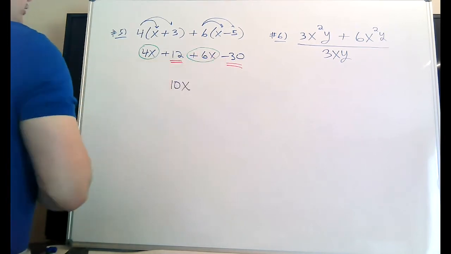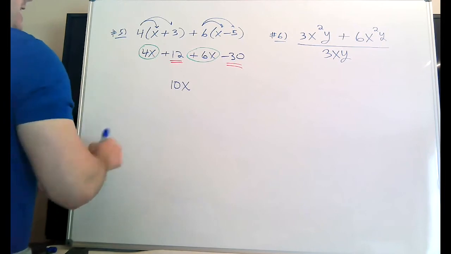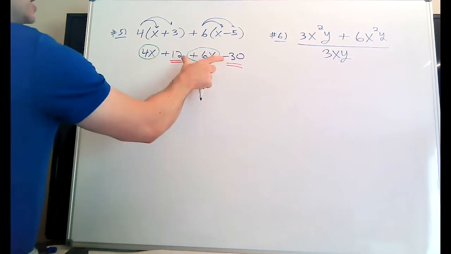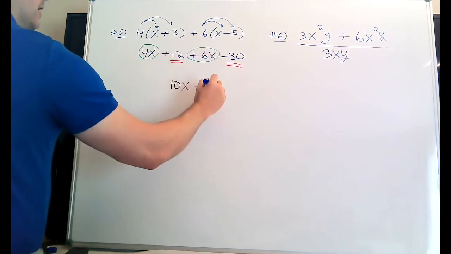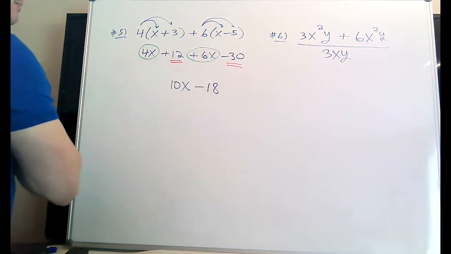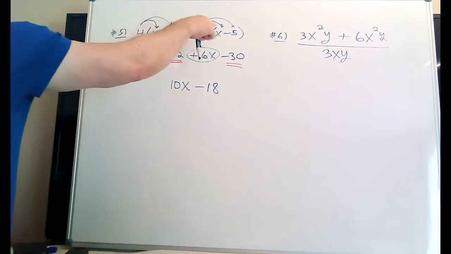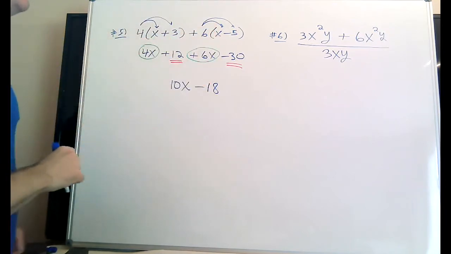You have $12, you lose 30. You're in debt now. You only had 12, you lost 30. Subtract those numbers and keep the larger sign. When you subtract them, you get 18, and you keep the sign of the larger number, which is negative. So distribute, collect. Very simple, straightforward.